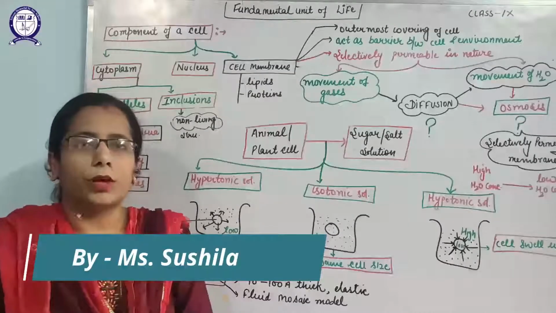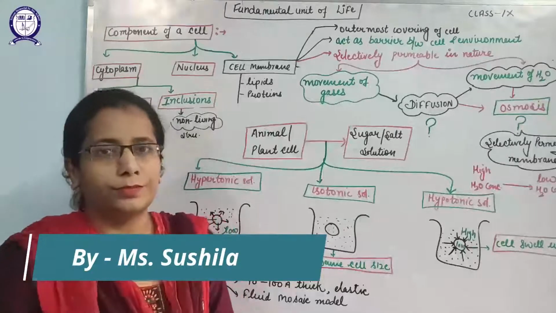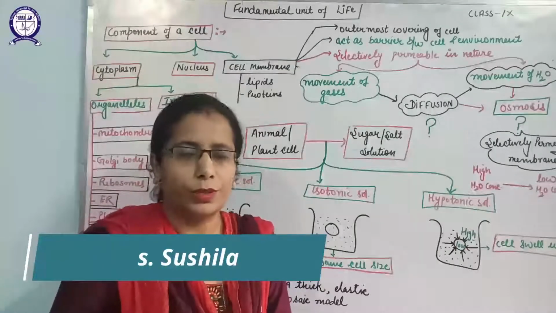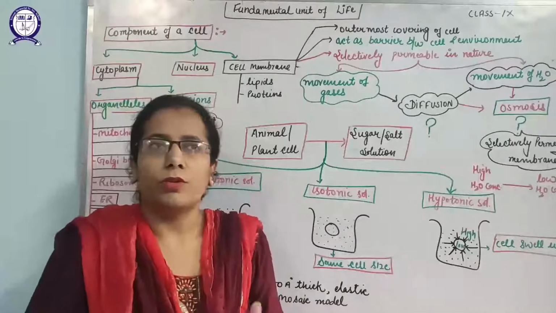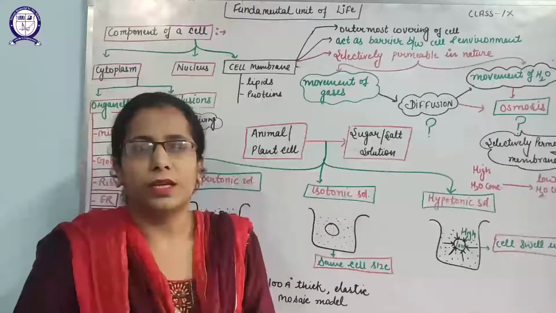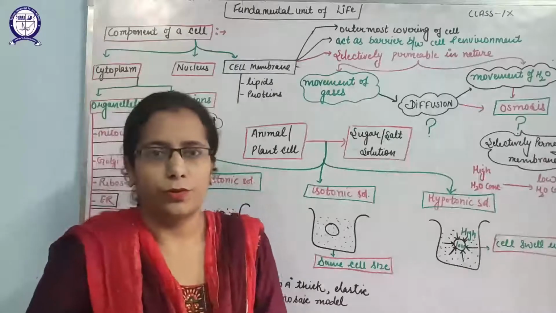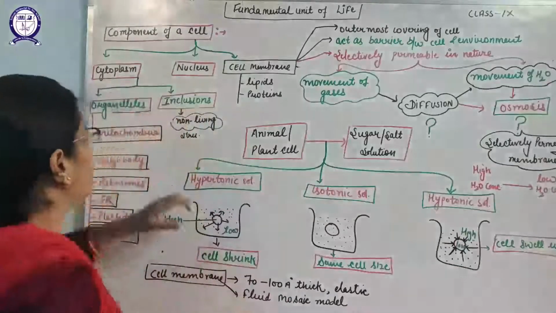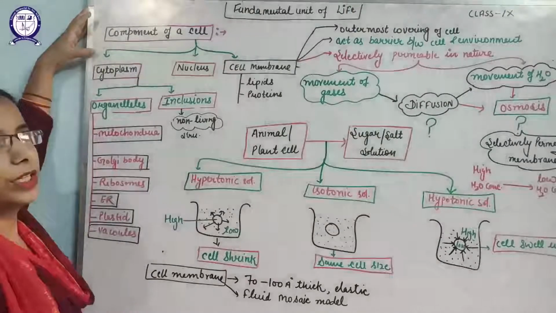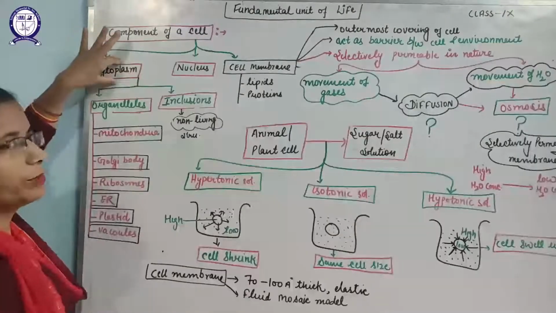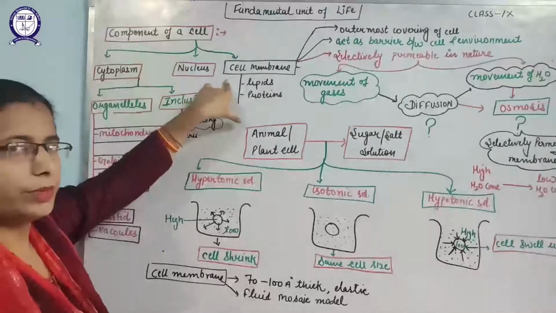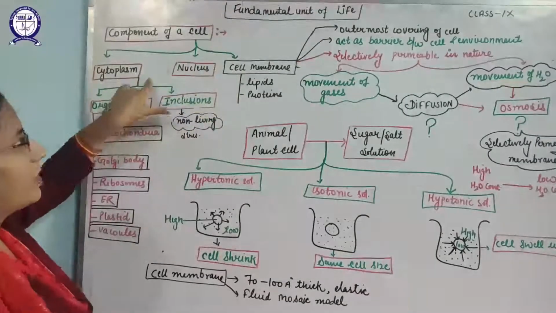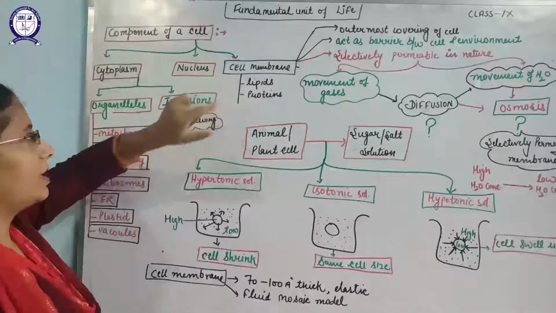Hello students, now after discussing the cell, its structure and properties, we are going to discuss the composition of the cells. That means what are the components of the cells and what the cell consists of. So we will discuss one by one. Mainly there are three components of the cell: first is cytoplasm, second is nucleus, and third is the cell membrane.